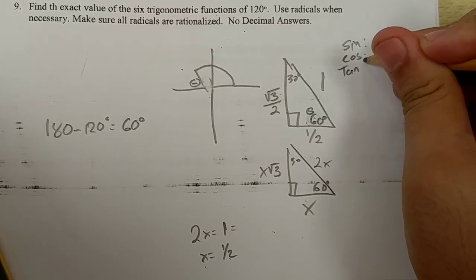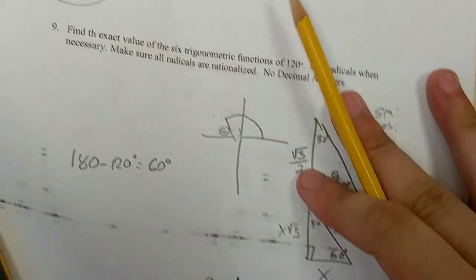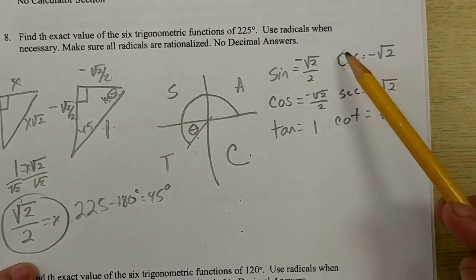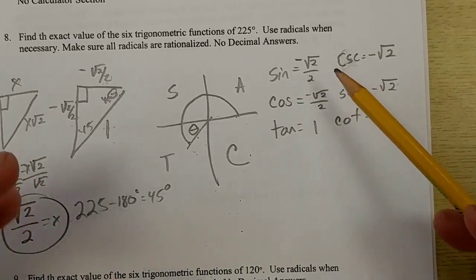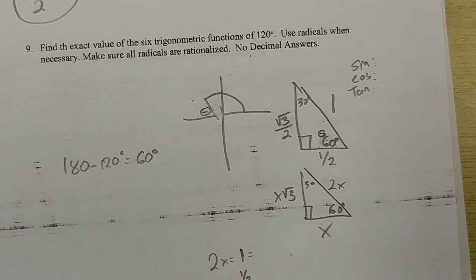And the reason I show these instead of just using the calculator is because in your multiple choice section, your answer is going to look like this. It's not going to look like a decimal. So that's why I'm taking my time to do it this way.